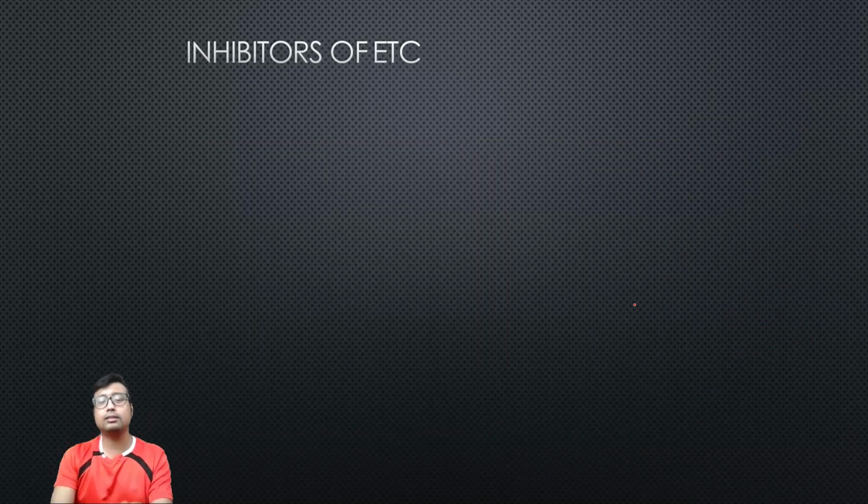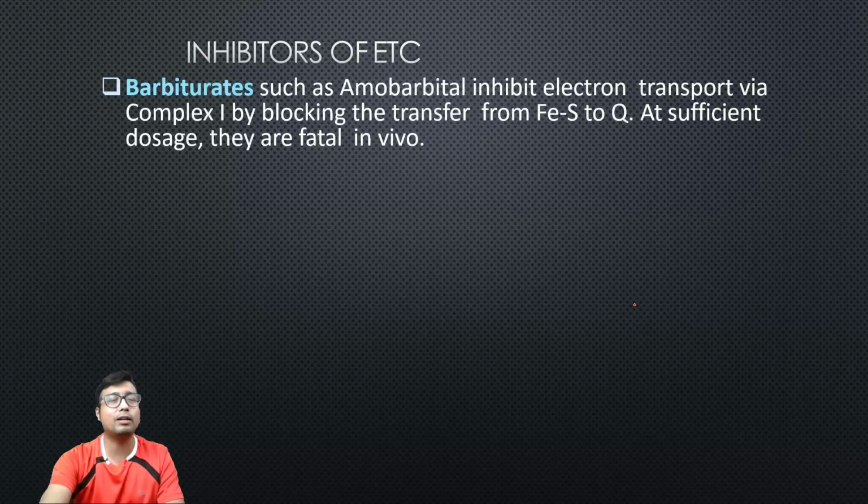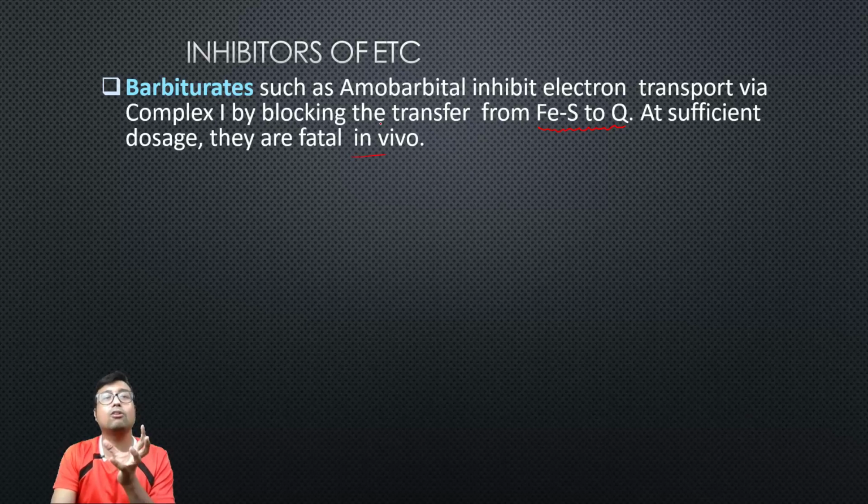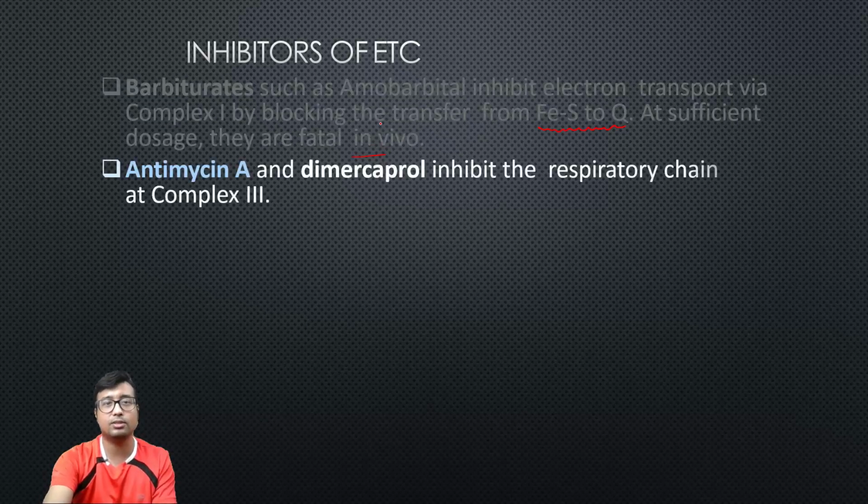So let us recap in this slide. Barbiturates such as amobarbital inhibit the electron transport chain by blocking transfer from the iron-sulfur center to coenzyme Q. This is an MCQ question. If you can't remember anything, just remember the names. At sufficient doses they are fatal in vivo, so you need a lot of barbiturate to act as a poison. They are anti-epileptic drugs, but not poisonous unless given in a very high dose.